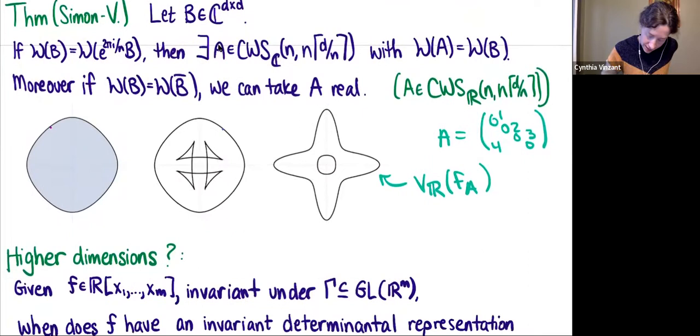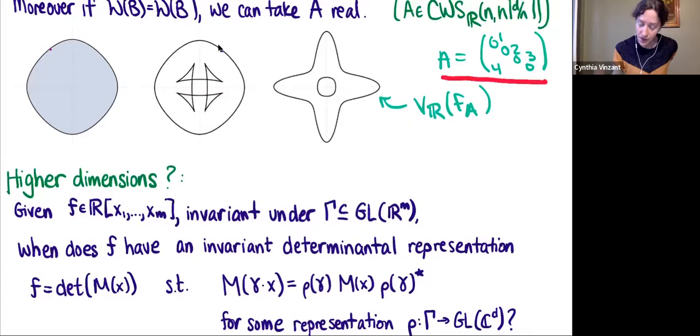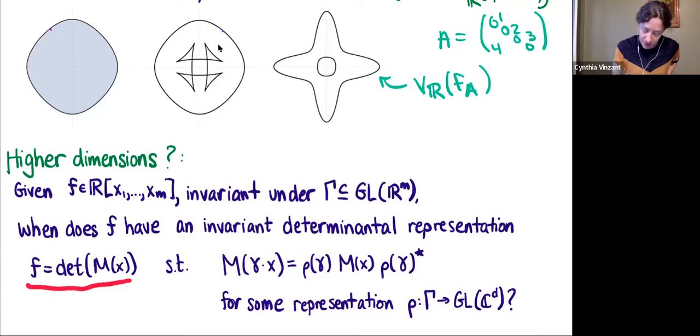I think the more general question is, if I have some polynomial in more variables and I have some group under which it's invariant, can I write down a determinantal representation of the polynomial that somehow certifies its invariance? So cyclic weighted shift matrices were a certificate that the polynomial F was invariant under this group. One might hope to write down some determinantal representation that also certifies, implies the invariance of F under some group.